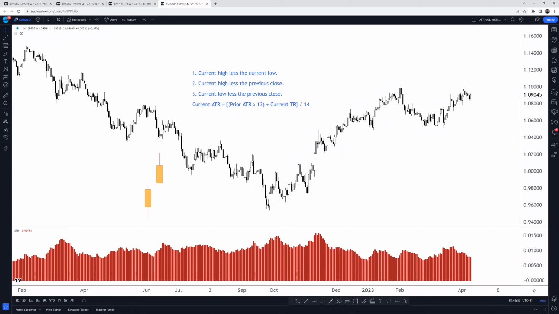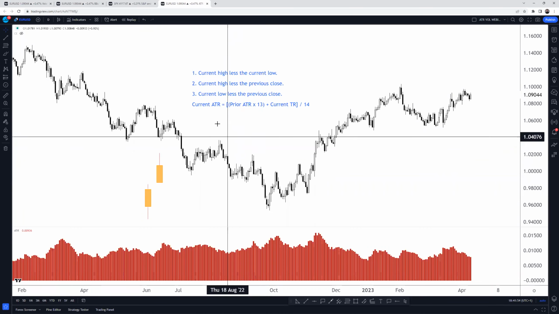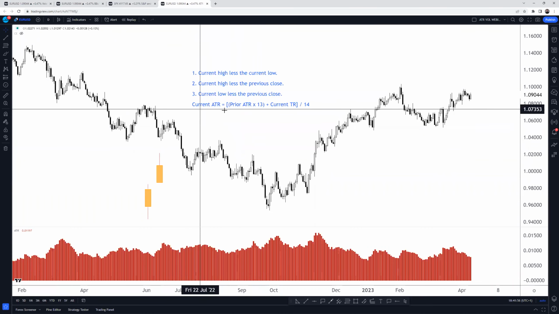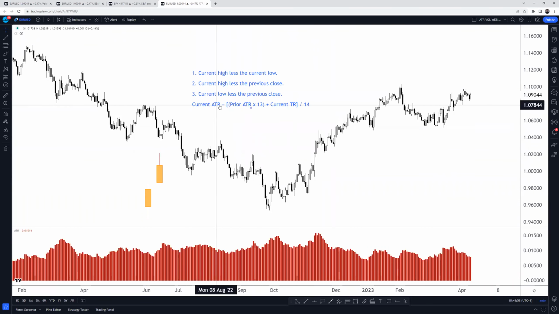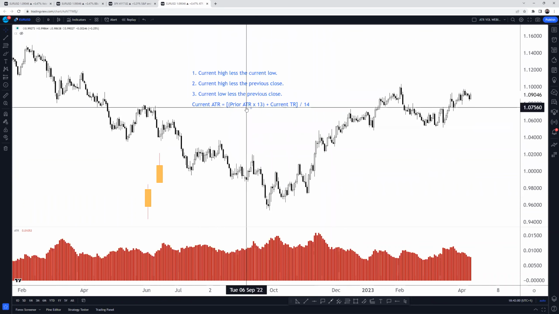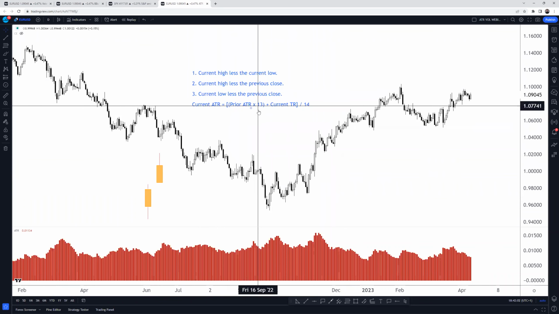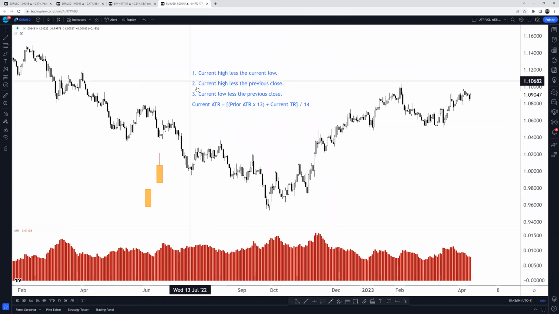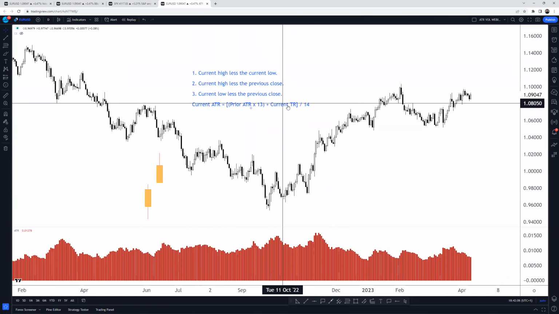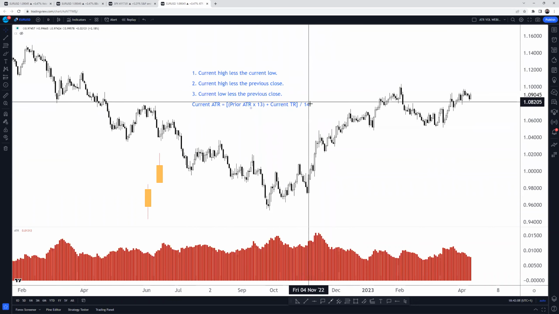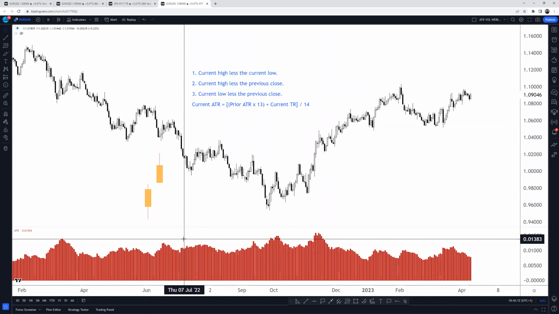Right. So how do we use this? Here's the calculation, if you're interested: the current ATR equals the prior ATR value multiplied by 13, plus the current true range, which is measured through these three points here, divided by 14, if your period is set to 14. But as you can see, with most charting packages, this will be calculated for you.